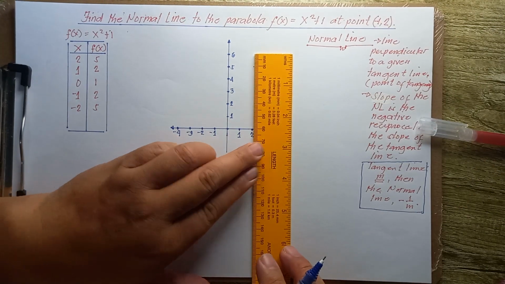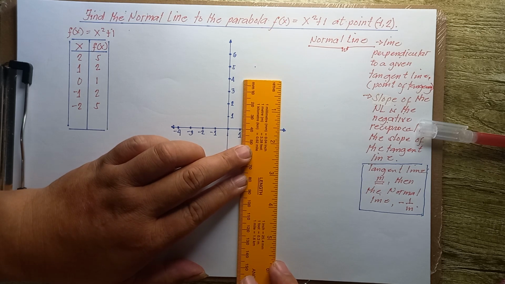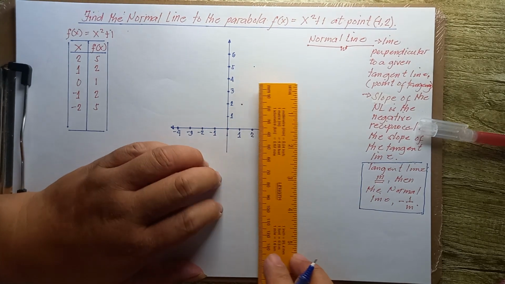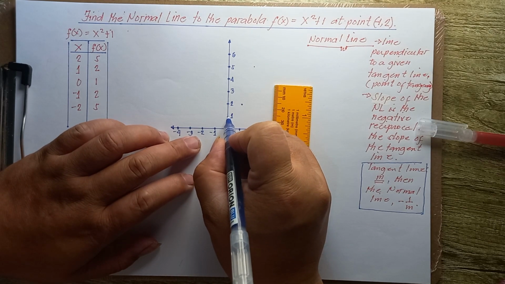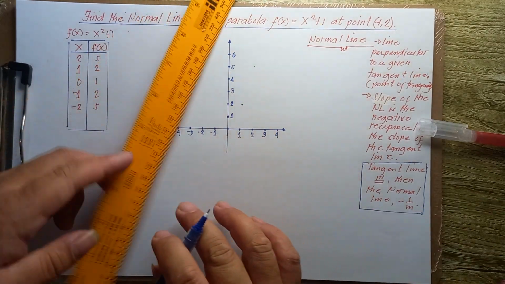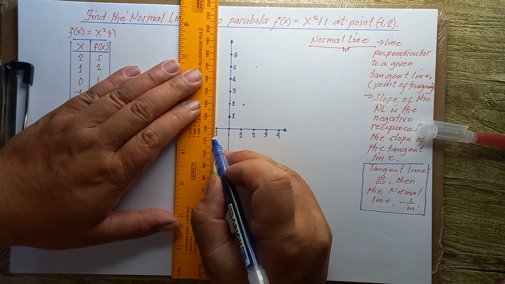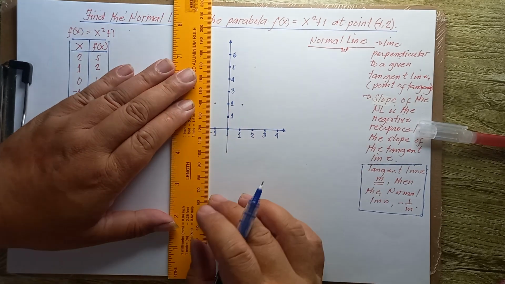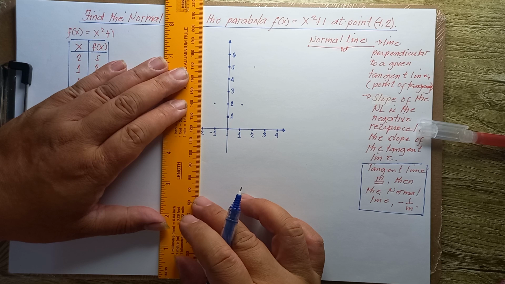Okay, now if I have negative 1, then the value of my y must be positive 2. So that if I have 0, then my y would be 1. The same is true when I have negative 1: the value of my y would be positive 2. And if I have negative 2, the value of my y would be positive 5.